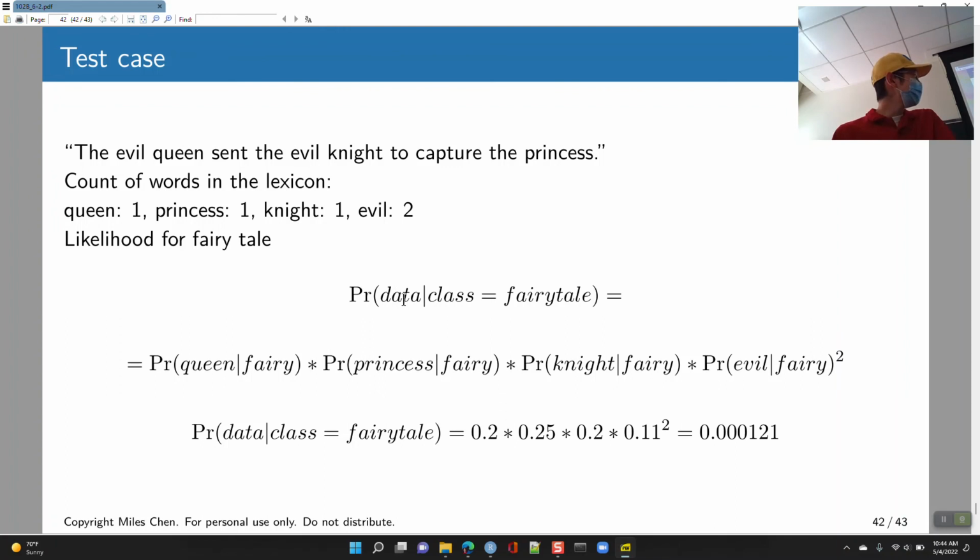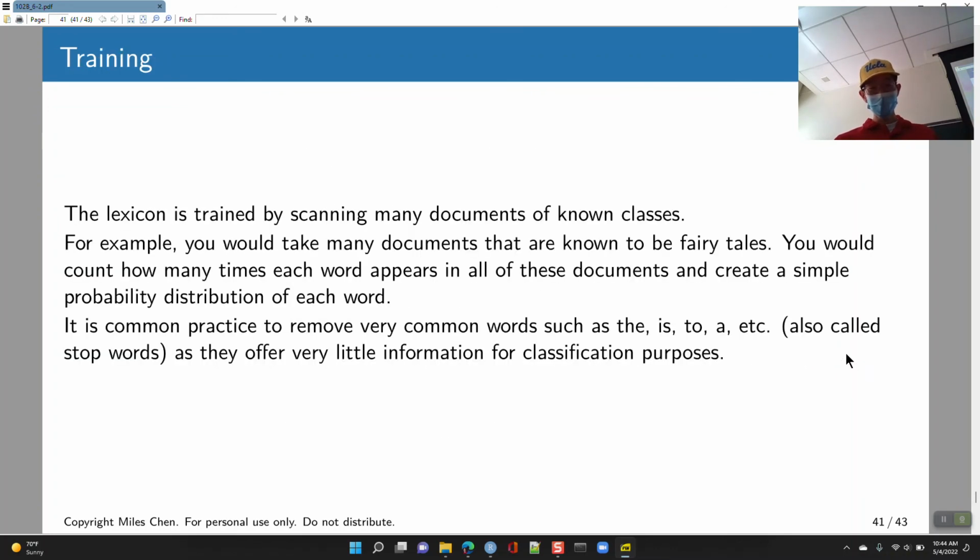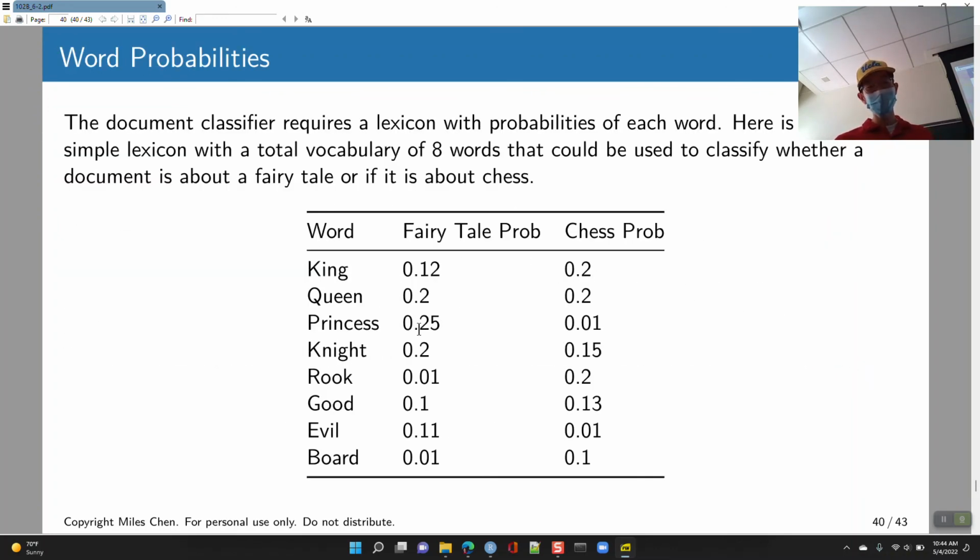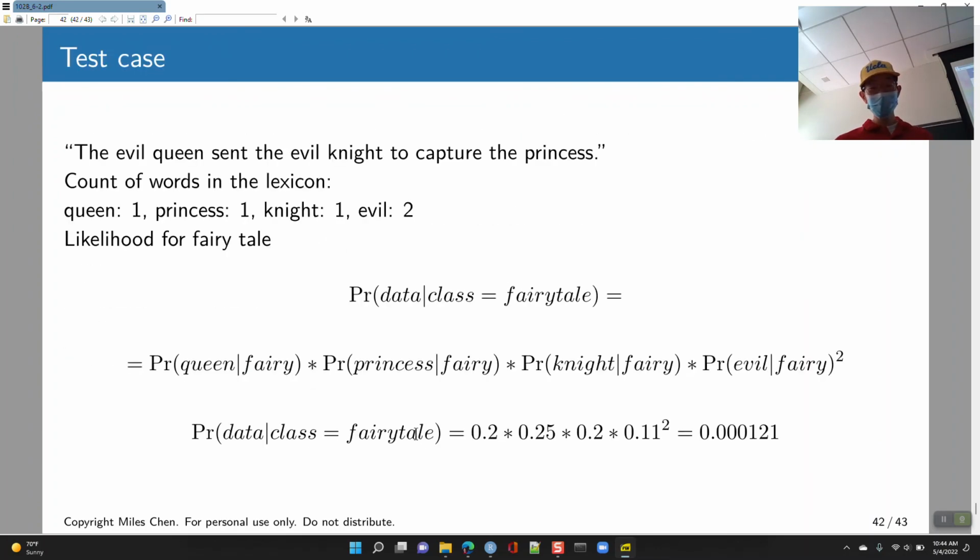So we're going to say, okay, the likelihood, so I left off a bunch of calculations, but we're going to say, what's the likelihood of our data given that it was from class fairy tale? So it's going to be the probability of queen given fairy tale, princess given fairy tale, knight given fairy tale, and evil shows up twice, so we're going to do evil given fairy tale squared, okay? So we go back to our table. Queen is 0.2, princess is 0.25, knight is 0.2, and evil is 0.11. And so we have this, and this calculation ends up being 0.000121. Okay, this is the likelihood of these words appearing.